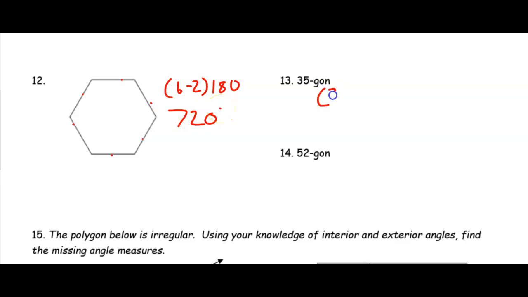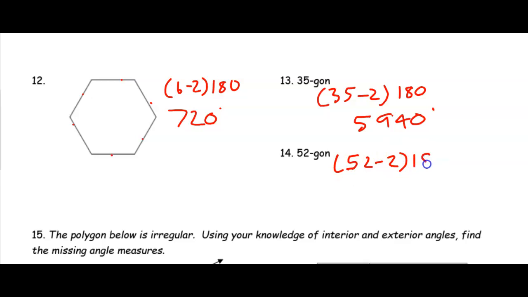35 sides: 35 minus 2 times 180 is 5,940 degrees. 52 sides: 52 minus 2 times 180 gives you 9,000.